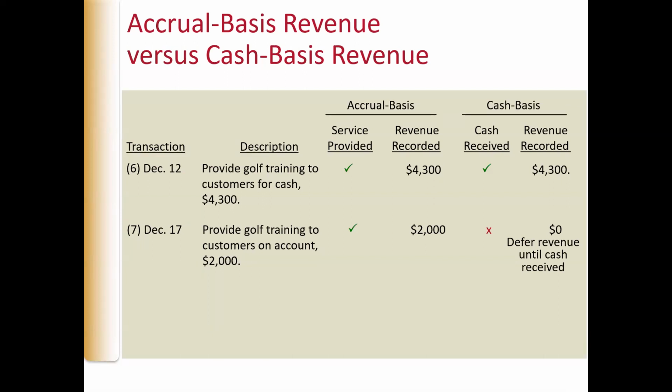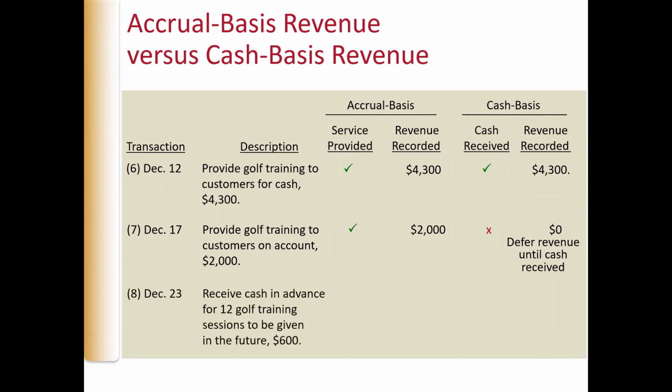December 17th said we provided golf training to customers on account. Did we do the work? We did. We need to record the revenue because we did the work. No, we didn't get paid yet, but we still recorded it as revenue because we provided the services and we are due the money. Under cash basis of accounting, we wouldn't record that as revenue because we didn't get the cash.